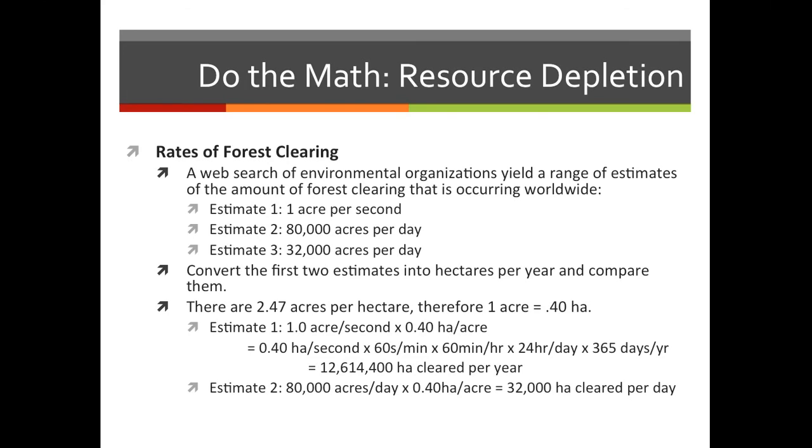So a web search of environmental organizations yielded a range of estimates of the amount of forest clearing that is occurring worldwide. Estimate 1, you have 1 acre per second. Estimate 2, 80,000 acres per day. Estimate 3, 32,000 hectares per day. So what we want you to do is to convert the first two estimates into hectares per year and compare them. We do know that there are 2.47 acres per hectare, and we can round that number to 2.5.